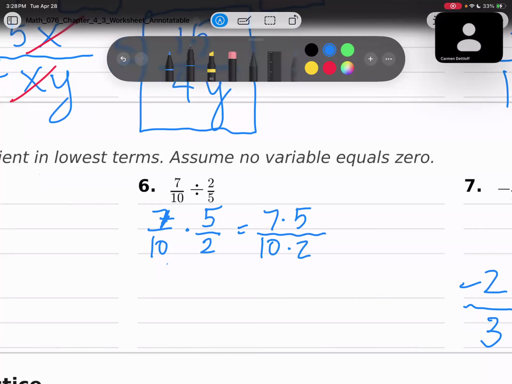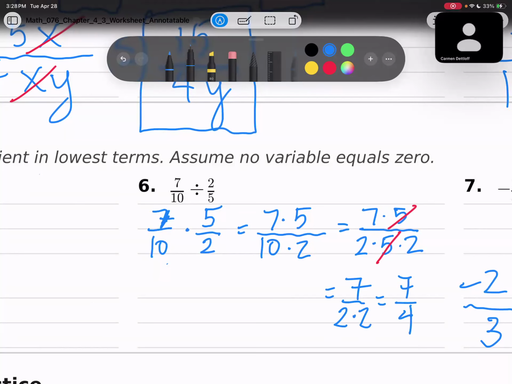10 times 2. But before I multiply through and cancel, I'm going to see if I have any factors first. I'm going to write out all my factorizations. I've got 7 times 5, and 10 is 2 times 5 times 2. My 5 cancels in the numerator and the denominator. And then when I multiply out, I get 7 over 2 times 2, which is 7 over 4. And 7 over 4 is my final answer.